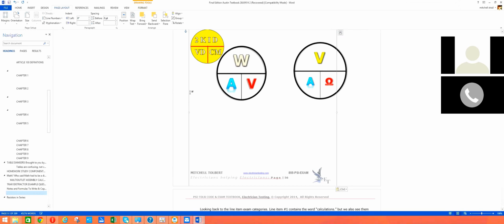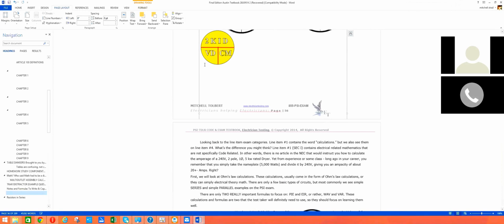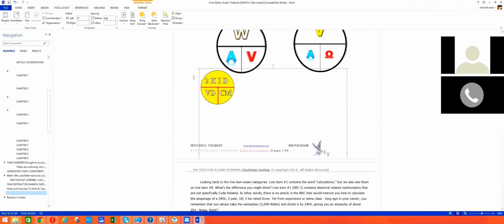I tell you, here's the thing. This is the main formula right here. Can you see that little yellow circle now? Yep. All right.